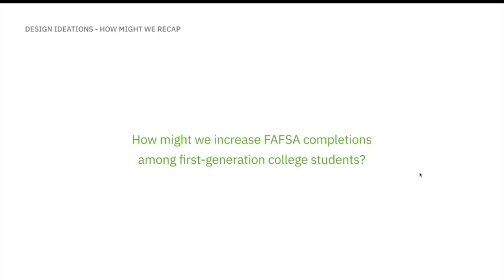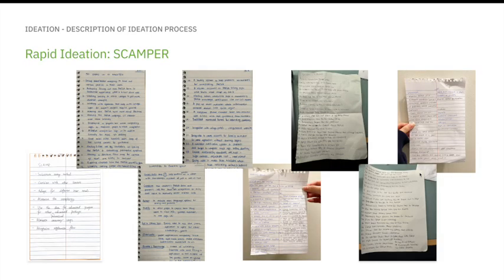And here's a recap of our how might we statement, and we will be using this as a beacon to guide our ideation process. For rapid ideation, we use the SCAMPER framework to first come up with 50 ideas about how might we approach the problem of improving FAFSA completions among the student groups that we are interested in.